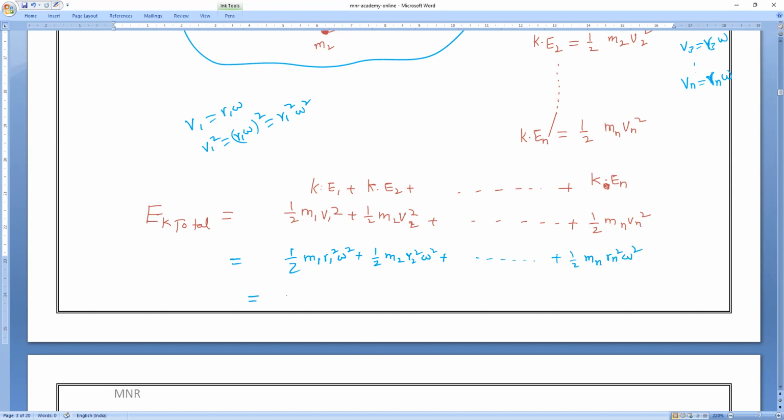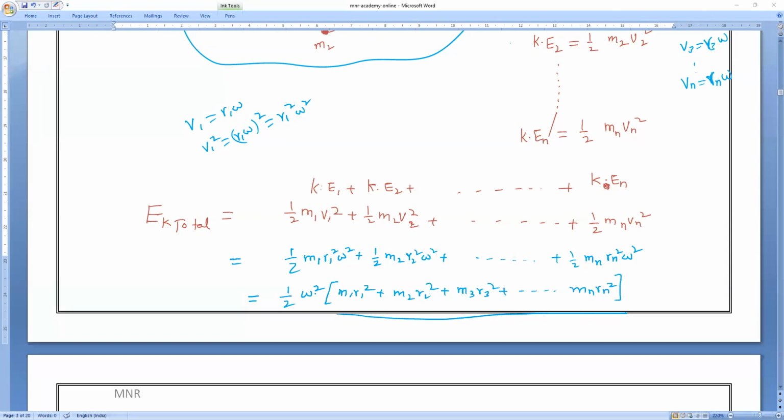So in all of this, something is constant. What remains constant, everybody? Omega remains constant. So half into omega square is constant, I will take it out. Remaining is m1 r1 square plus m2 r2 square plus m3 r3 square, and so on, mn rn square. We are very familiar with this. So m1 r1 square plus m2 r2 square plus m3 r3 square and so on is equal to something.